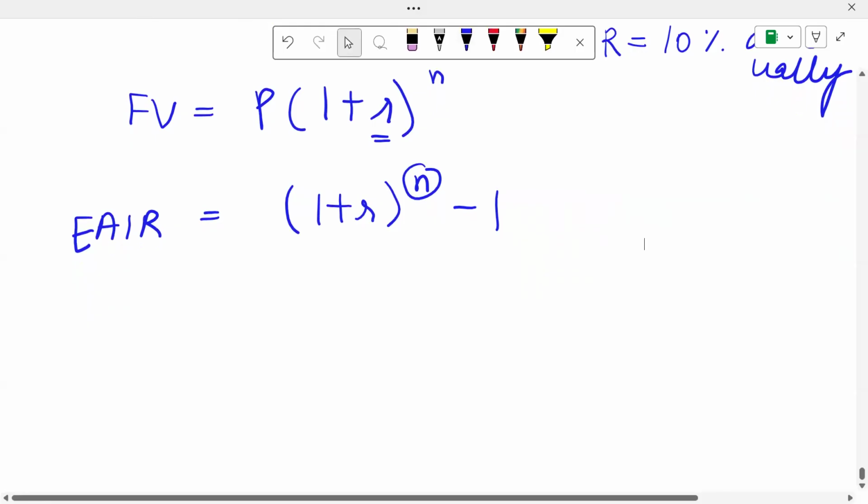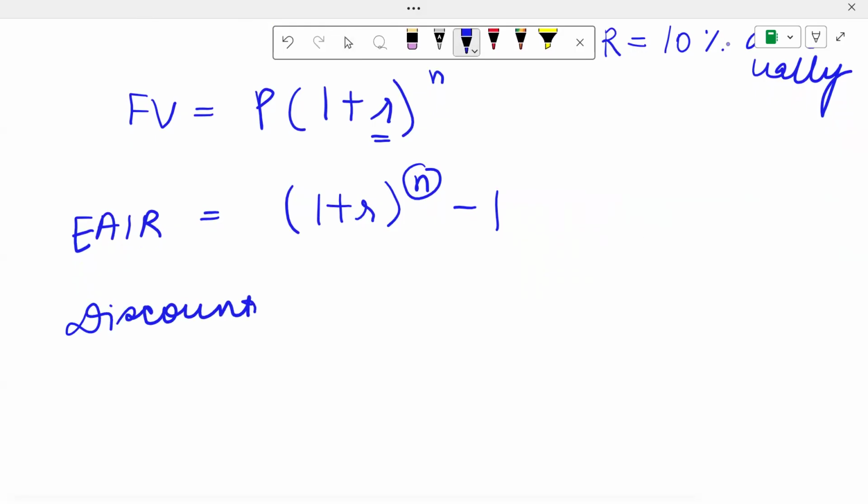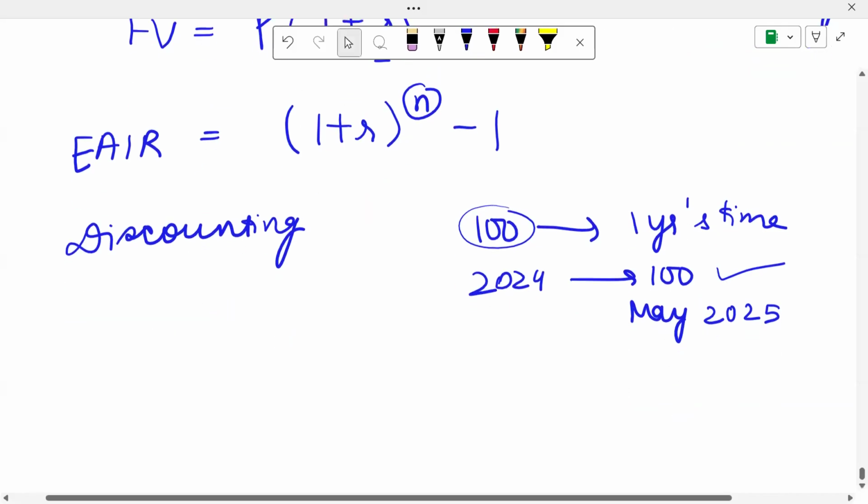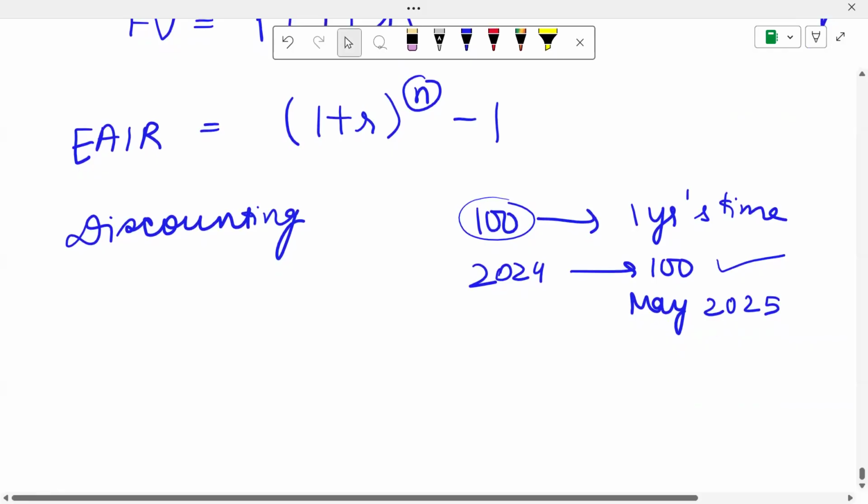Then let's talk about a concept called discounting. Let's suppose you're going to get 100 rupees in 1 year's time. Presently we are in 2024, and you're due to get 100 rupees in May of 2025. How much are these 100 rupees worth today? You need to discount this, and with that you will be able to find out how much this money is worth today.